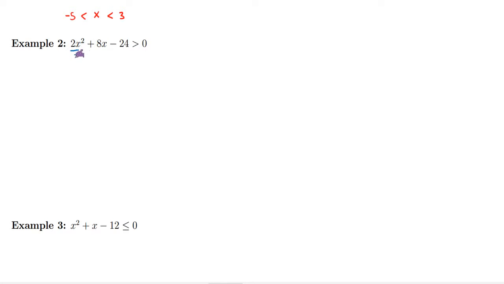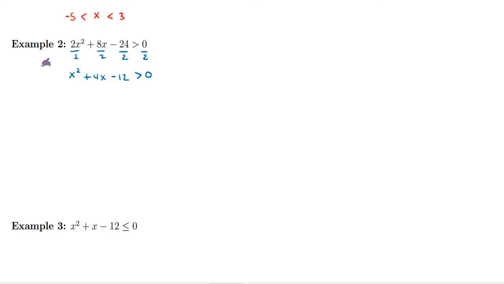If I divide everything by 2, that's a positive, so that's not going to flip that inequality, right? So divide everything by 2, and I'm going to get something a little easier to work with. So this would be x squared plus 4x minus 12 greater than 0. 0 over 2 is 0. And then I can just proceed with this, which is going to be a little bit simpler to work with.